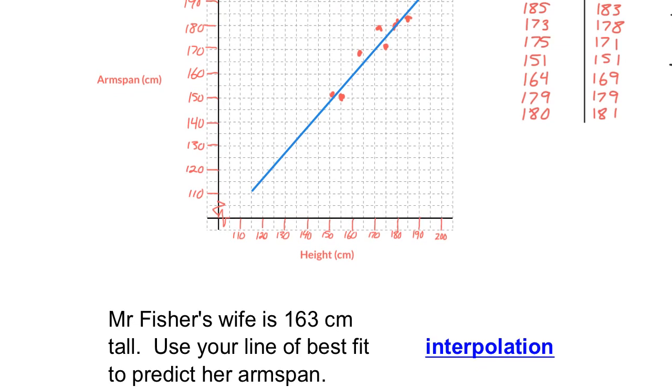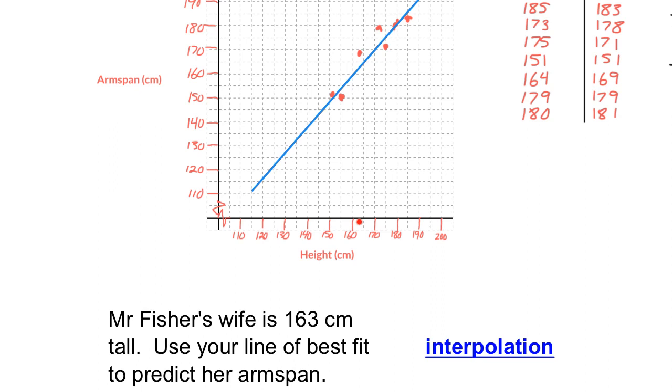So for example, my wife is 163 centimeters tall. We're going to use the line of best fit to predict her arm span. So when you make a scatter plot, you can start to use your line of best fit to make predictions. Okay, so if I look at my line of best fit, my wife is 163 centimeters tall. Well, that'd be about here. And I want to predict her arm span.